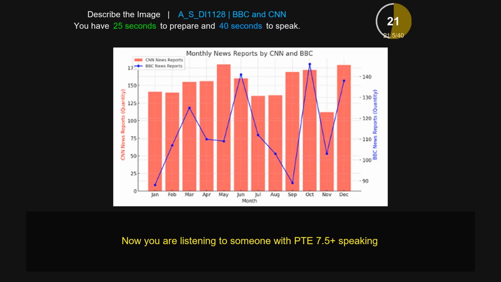The highest percentage belongs in the month of October, followed by June and December. The lowest percentage belongs in January. Overall, this shows monthly news reports by CNN and BBC.